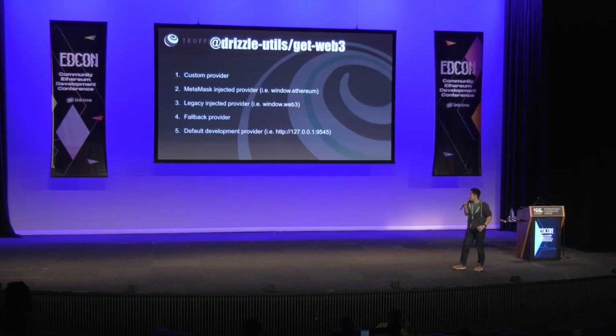This is the actual order in which we decide which provider to use. You can provide a custom provider, and it'll always try to use that. But if you don't, it'll fall back to window.ethereum, the MetaMask injected provider. If that doesn't exist, then we look at window.web3 to see if you're using a legacy injected provider. If none of those 3 exist, then we go to the fallback provider, which is something you can specify. This is confusing to some people at first: what's the difference between a custom provider and a fallback provider? It's very simple. A custom provider is always checked first. A fallback provider is something you put there just in case.